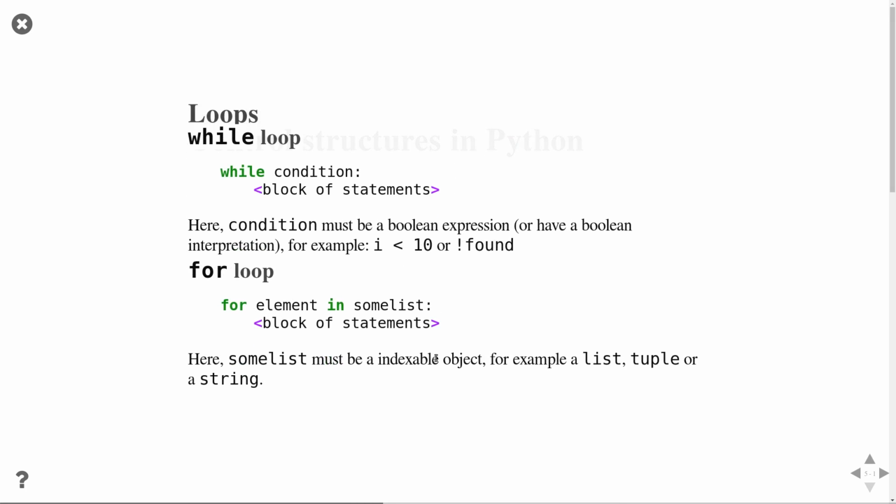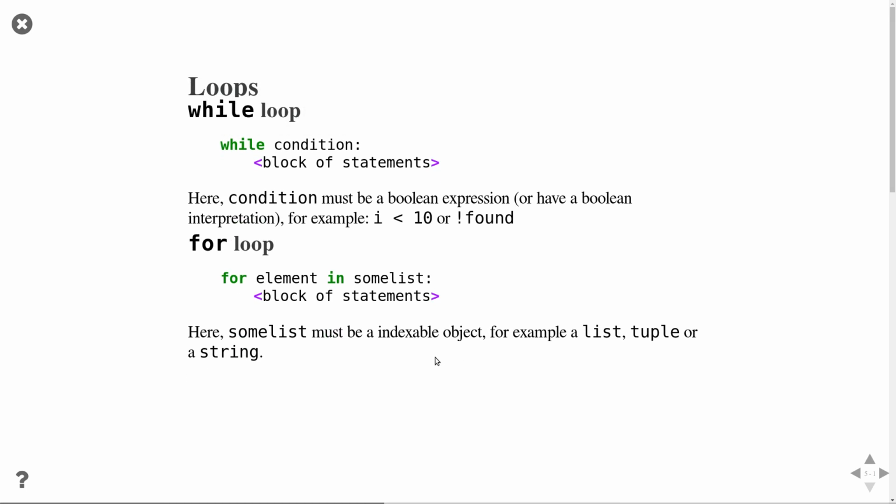Okay, let's talk about control structures in Python. With control structures, I mean if statements, for loops, while loops, and so on. We have 2 basic types of loops in Python. The first one is a while loop, and the syntax is written down up here. You start the while loop with the keyword while, then you add a condition here. This needs to be a Boolean. This is an expression that needs to evaluate to a Boolean value.